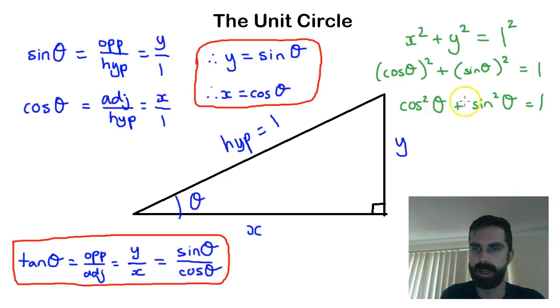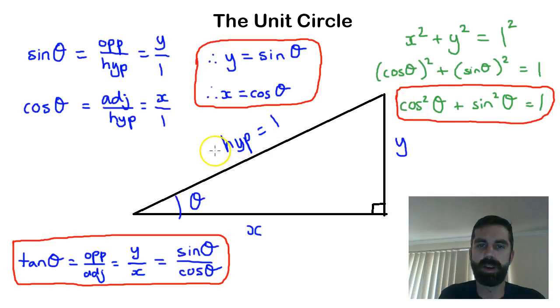Now remember, all of these formulas are nice and simple, and that's because of this. It's because we've said that the hypotenuse was 1, and that makes all of the formulas come out really nicely. So remember that. Okay, now let's have a think about this idea of the unit circle.